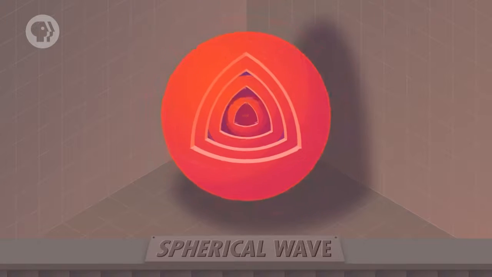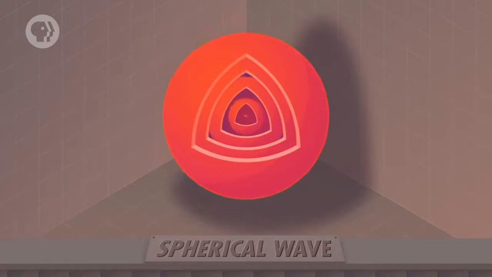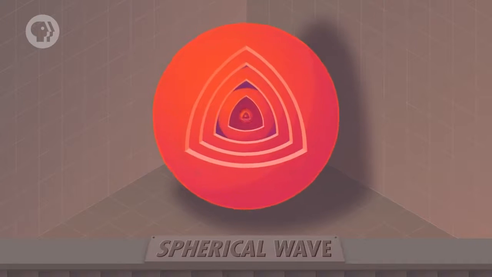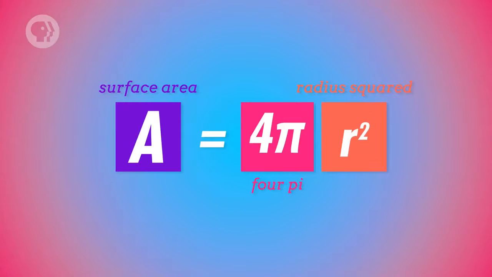But waves also get weaker as they spread out because they're distributed over more area. A spherical wave, for example, one that ripples outwards in all directions, will be spread over the surface area of a sphere that gets bigger and bigger the further the wave travels. The surface area of a sphere is equal to 4 times pi times its radius squared.